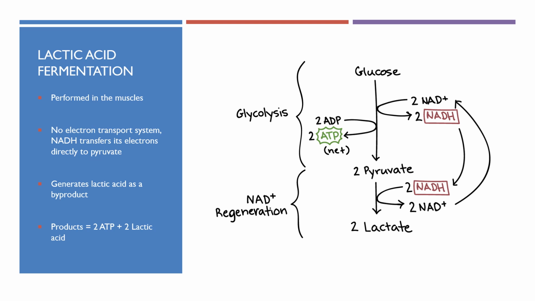Those NADHs come back, right, and they transfer their electrons to pyruvate, so they're reducing pyruvate to form lactic acid as a byproduct. So the products of lactic acid fermentation are 2 ATP directly and 2 lactic acids, 1 lactic acid per pyruvate.